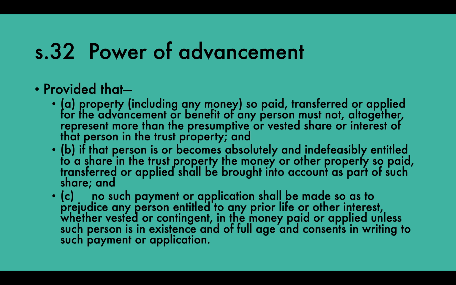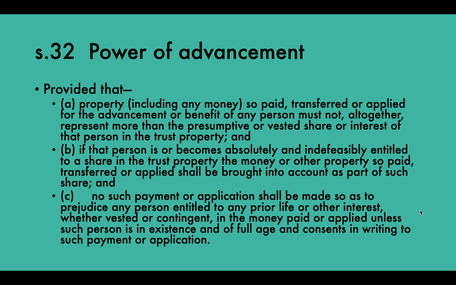And it's also provided that if that person is or becomes absolutely and indefeasibly entitled to a share in the trust property, the money or other property so paid, transferred or applied shall be brought into account as part of such share. So what this point B means is that if you get an advancement and are later due a distribution, they will subtract that advancement you got previously from the current distribution.